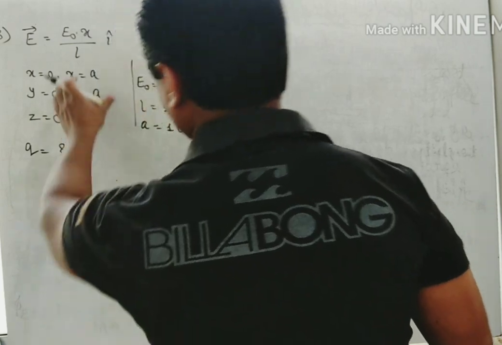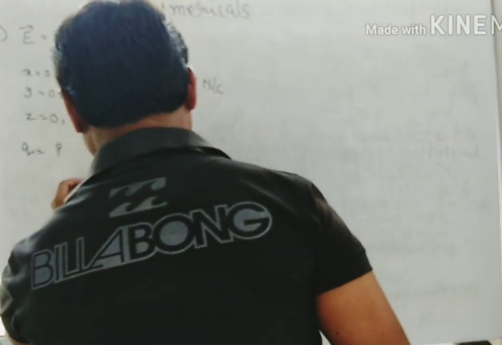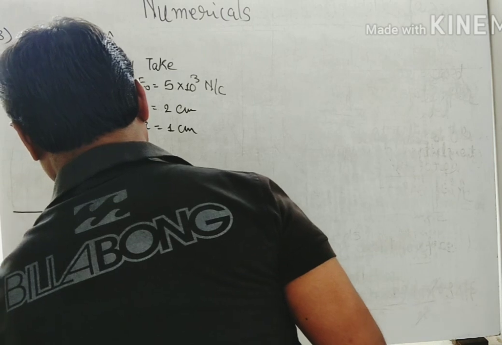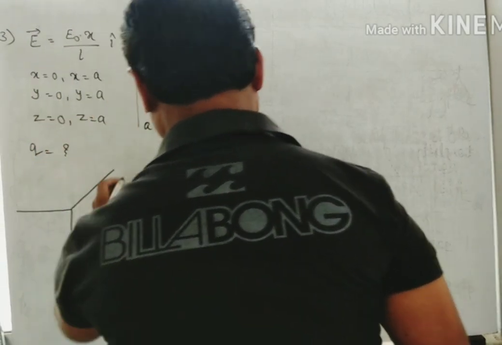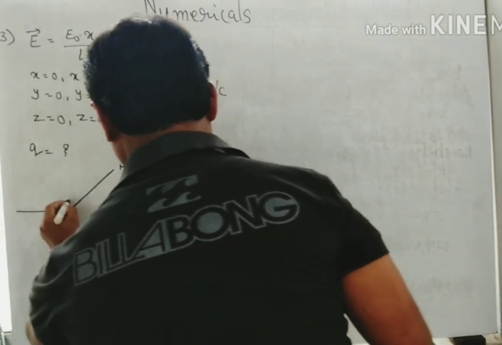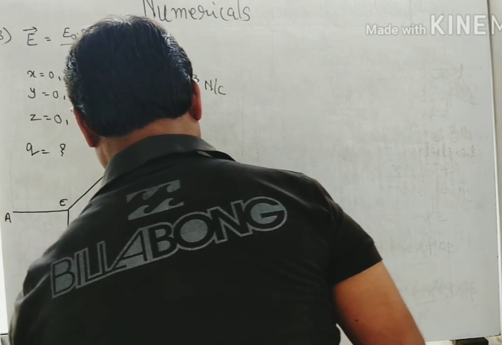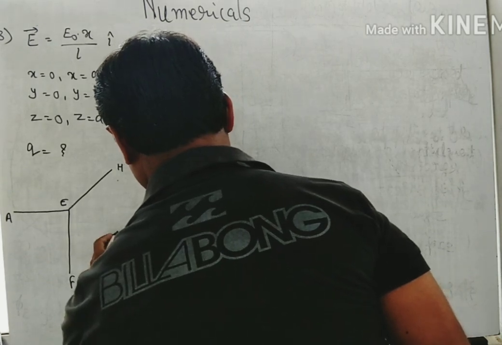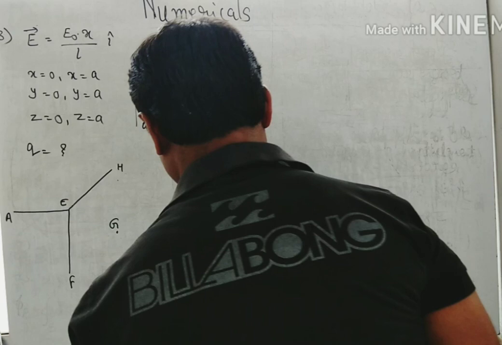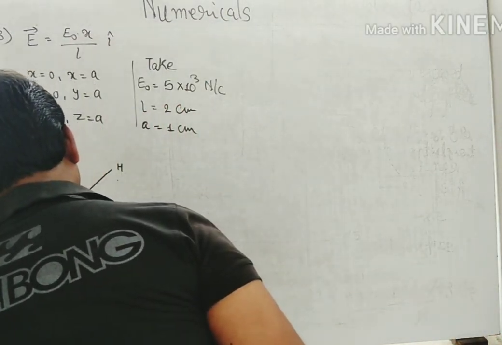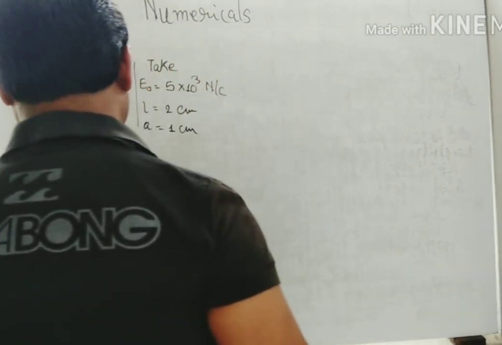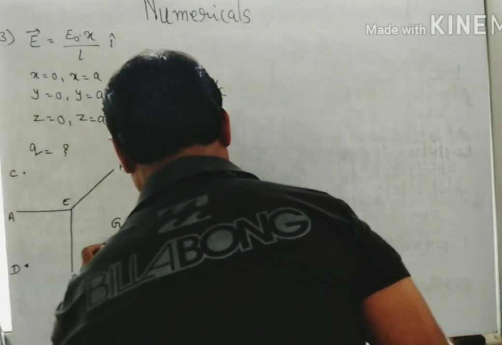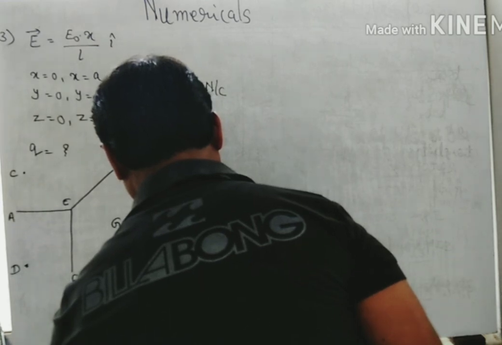Now here I'm just drawing these coordinates. Here we are having H, E, A, F, here it is G, let me just draw this one, G, and here it is D, and here it will be C. These are edge points. Now at this point we have coordinate a 0 0.